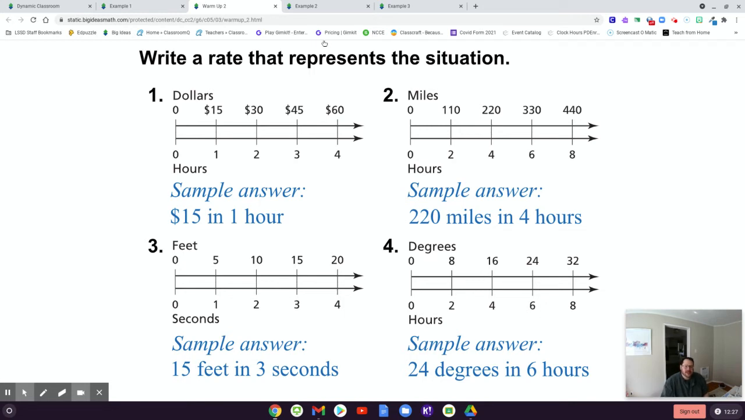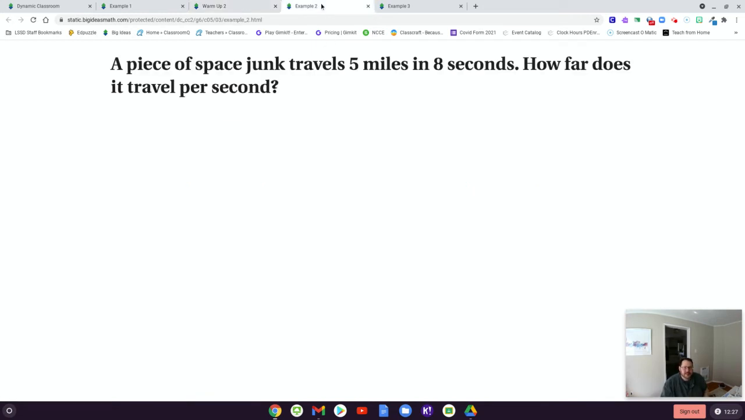All right, so we're going to do a lot of stuff with rates and unit rates. Some of the problems will be word problems like this one. And we're going to revisit how to use ratio tables to solve rates and unit rates, because again, a rate is just a ratio, but with different units.